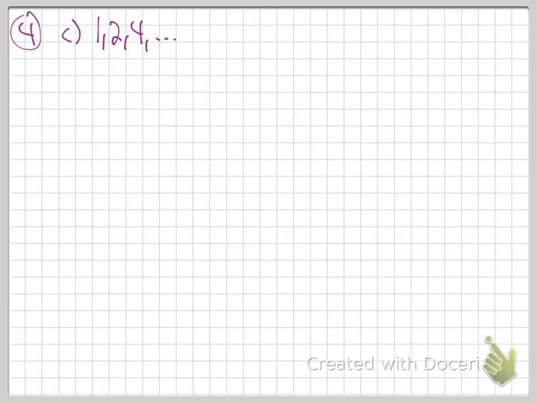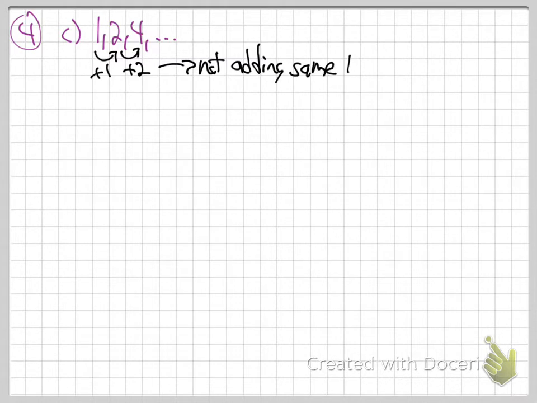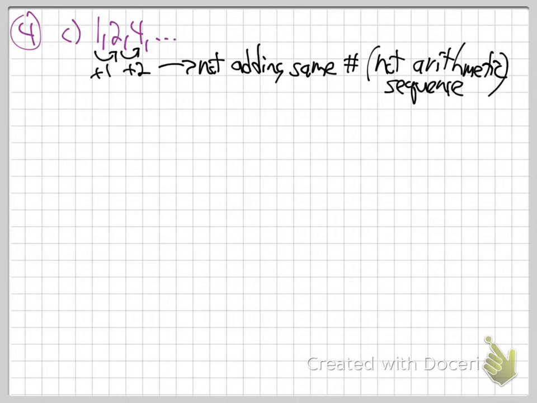Okay, so here's part C. Now on this one, what's it doing every time? See, it adds 1, adds 2. Oh, so it's not adding the same number each time. It's not an arithmetic sequence. So we cannot use that formula.